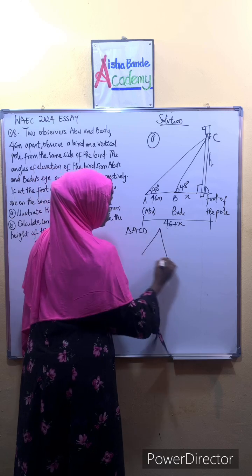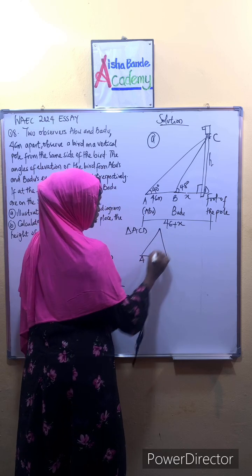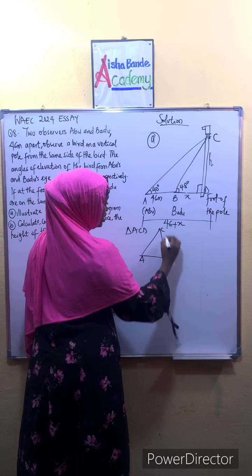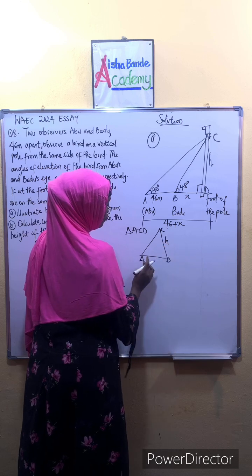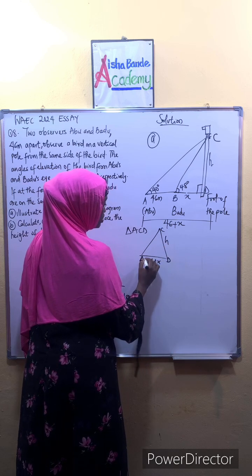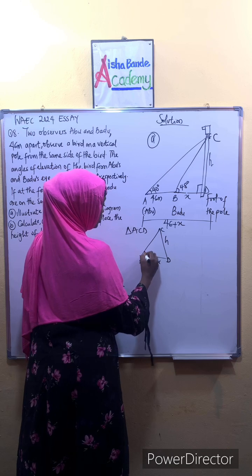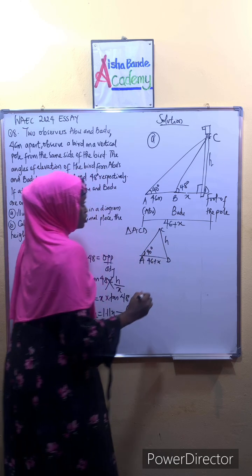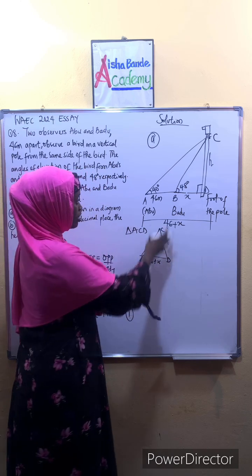Let's bring out the triangle. We have the triangle this way. This is A, we have C, and we have D. C to D is H. We have A to D, which is 46 plus X. And also we have the angle at point A, which is 40 degrees. So this is the diagram we have.